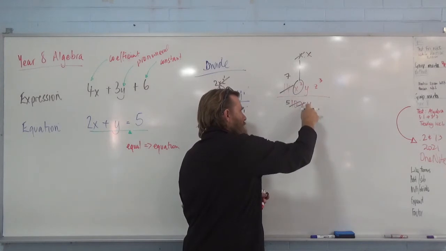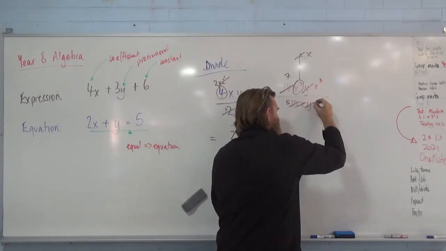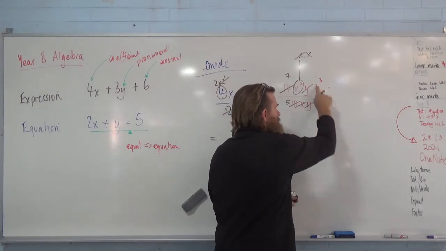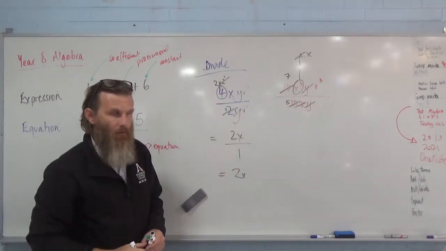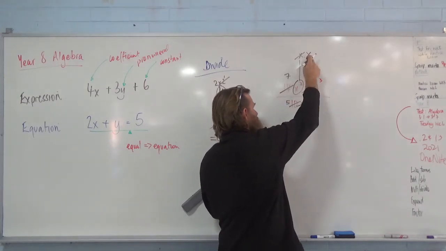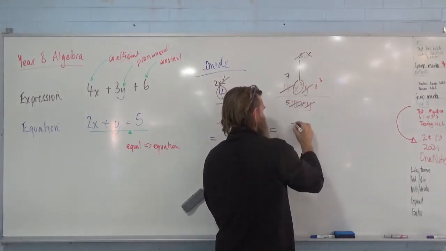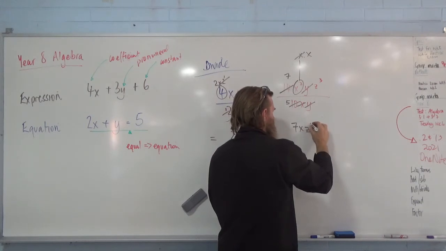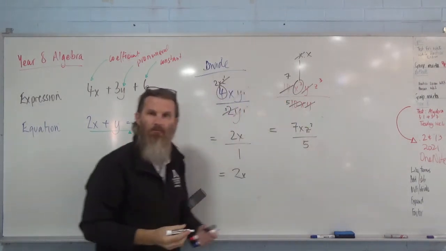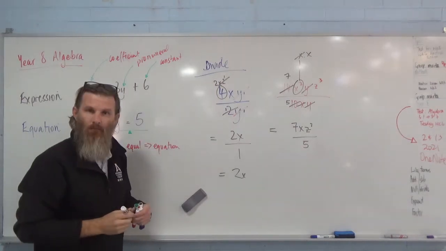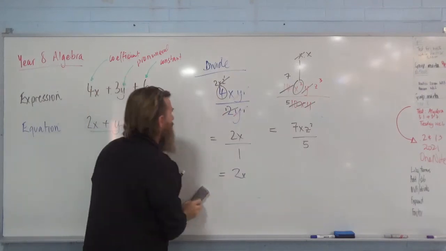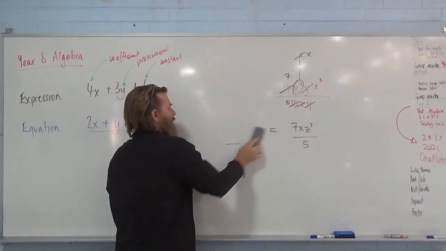I've got a y top and a y bottom, so they will cancel. I've got no z's on the bottom line, so I can't do anything with those z's on the top line. What do we got left? 7x z cubed over 5. Done. That's it. Cancel top line, cancel bottom, done. That's divided.